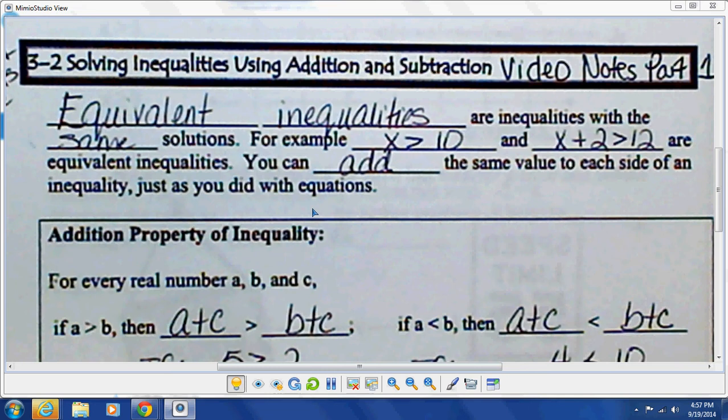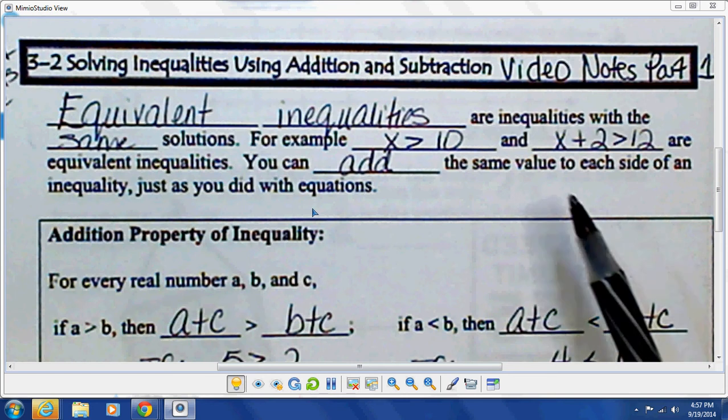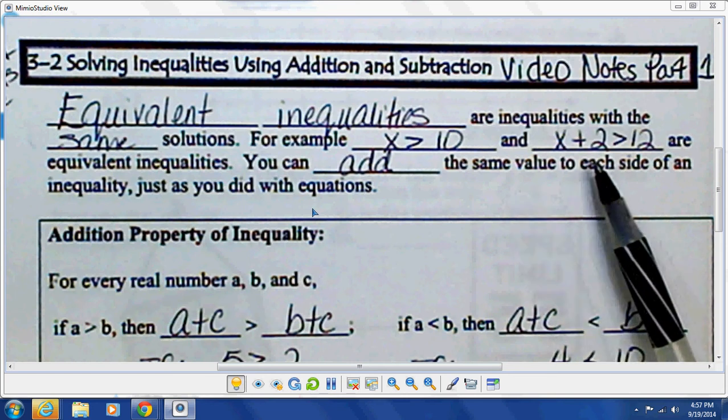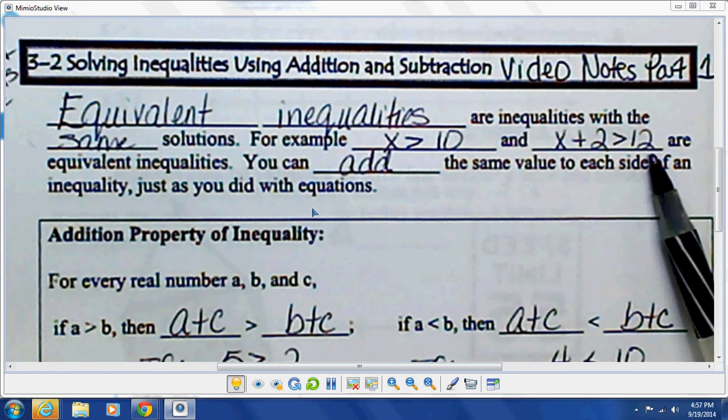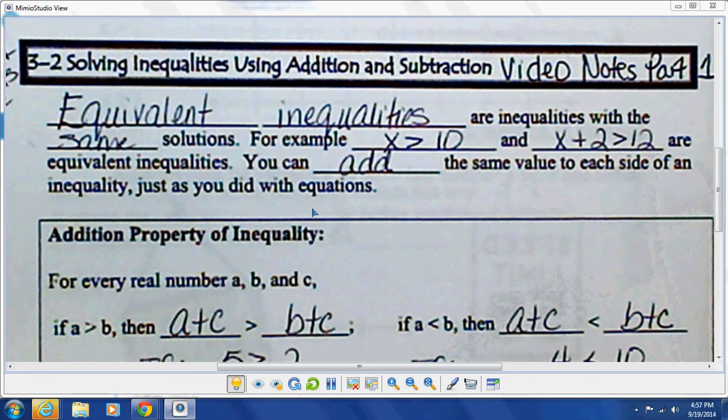Because as you'll see when we start solving, remember when we did equations, you would subtract 2 from this side, and that means you would also subtract 2 from this side. So when you subtract 2 from this right side, you end up with 10. So you still have x is greater than 10. So that's why they are equivalent inequalities.